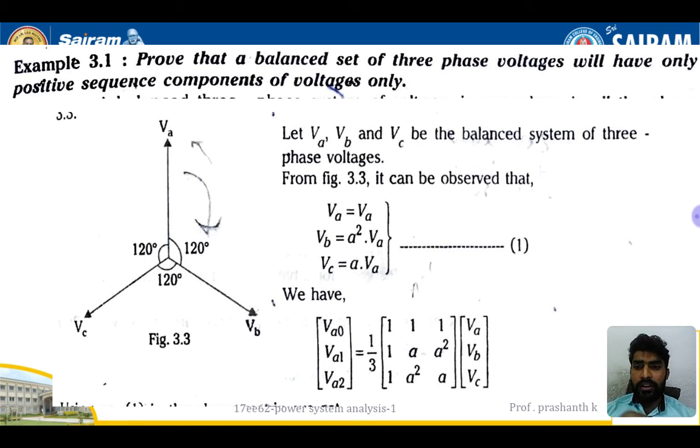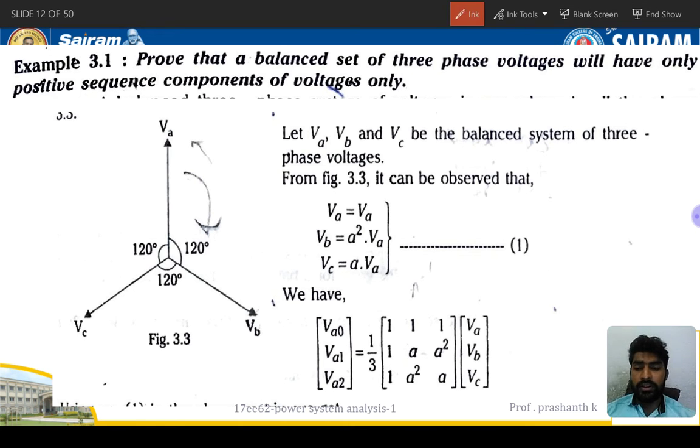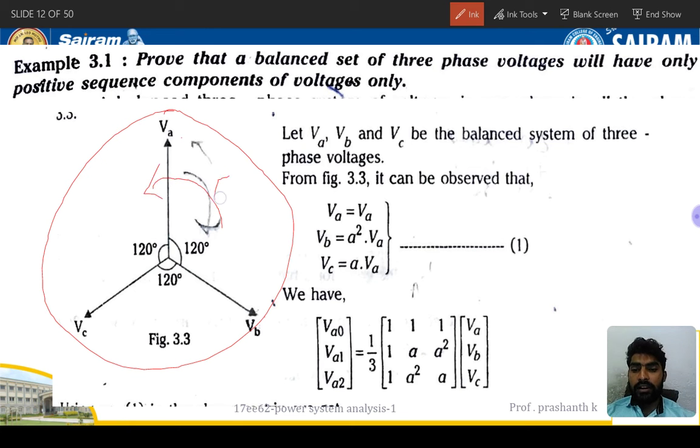So this is your symmetrical components phasor diagram. VA, VB and then VC. I just considered the A conductor, B conductor and then C conductor. I just considered the anti-clockwise direction. If you want to consider the clockwise direction, it is also possible.